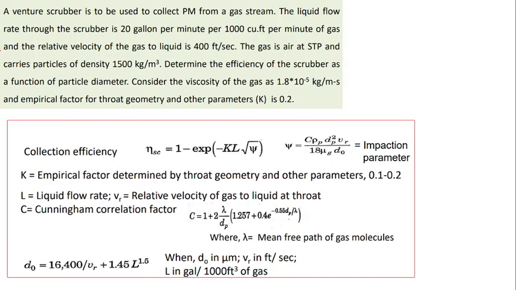Coming to the next question: a venturi scrubber is used to collect particulate matter (PM) from a gas stream. The liquid flow rate through the scrubber is 20 gallons per minute per 1,000 cubic feet per minute of gas, given directly. The relative velocity VR is given as 400 feet per second. The gas is air at standard temperature and pressure, and it carries particles of density 1500 kg per cubic meter.